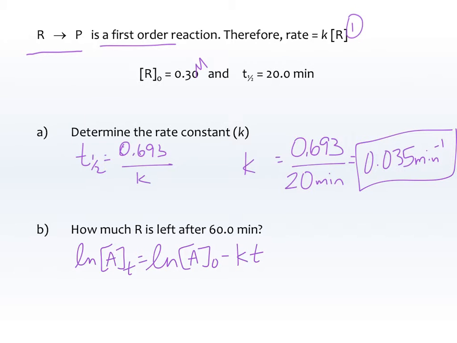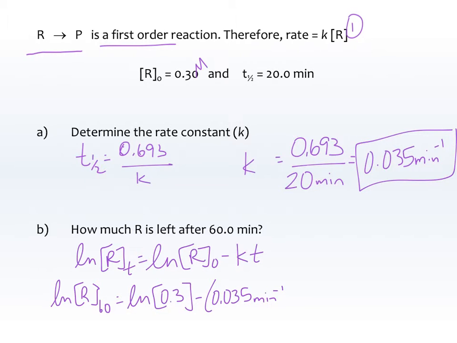So how much R is left? That's going to be the concentration of A, and in this case, A is just R, because R is the reactant that we're talking about. So we'll make this R, just so we're making it particular for the equation that we're looking at. So the ln of R at time equal to 60 minutes is equal to the ln of R at 0 minutes, that is 0.3 molar, minus k, that is 0.035 minutes negative 1, times time, which has been 60 minutes.